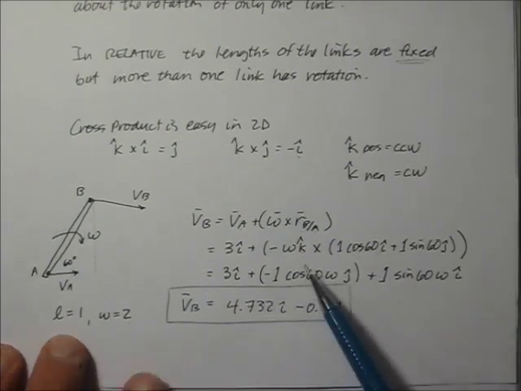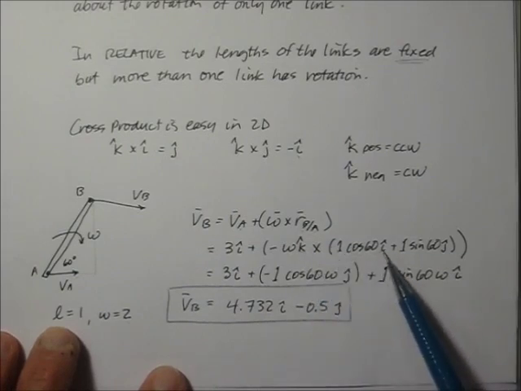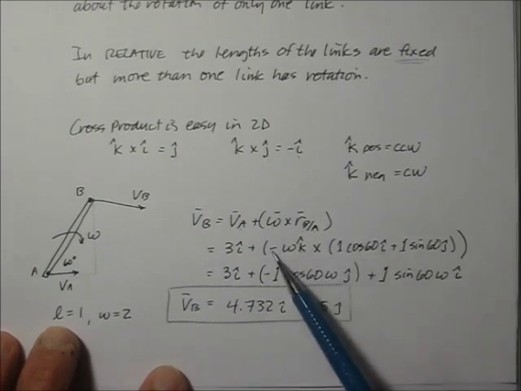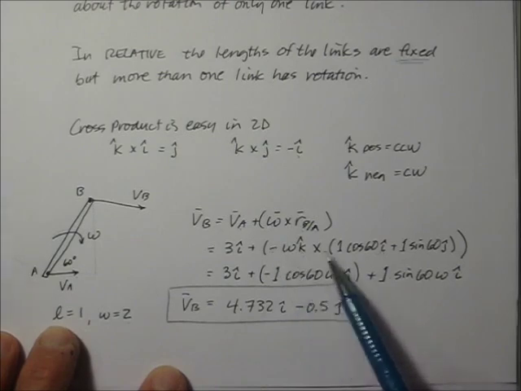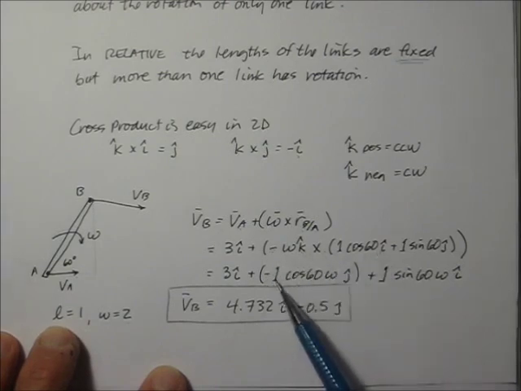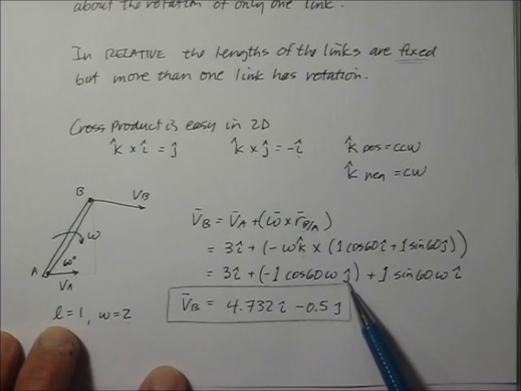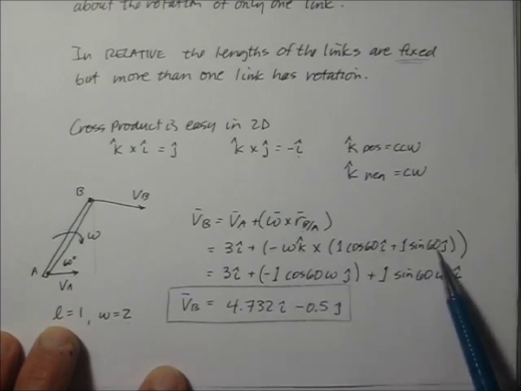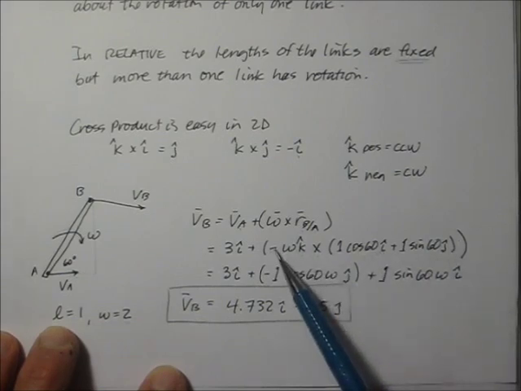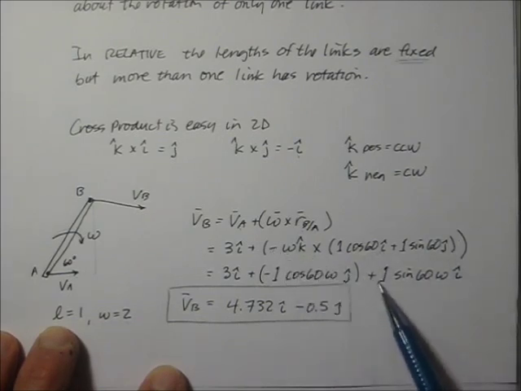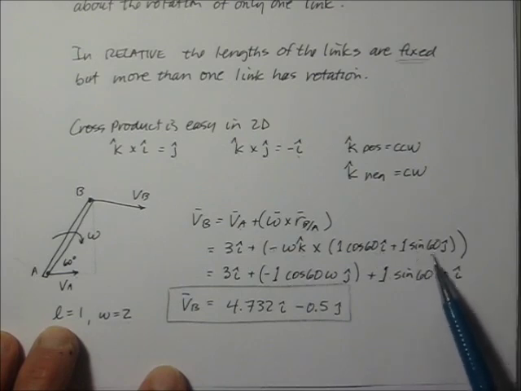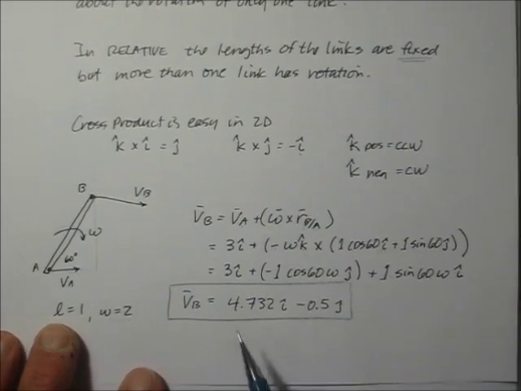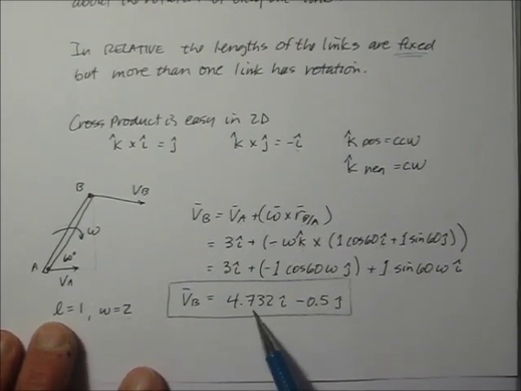And the cross product now will say that k cross I is going to be a j. However, I have a negative term there. So that means that when I do the product, I'll have a negative 1 cosine 60 j. Then I cross it into this term. K cross j is negative I. However, I had a negative to start with, so 2 negatives make a positive, and that makes me 1 sine 60 omega in the I direction. Multiplying all that out, I get the same answer that we had before. V of B is equal to 4.732 I minus 0.5 j.